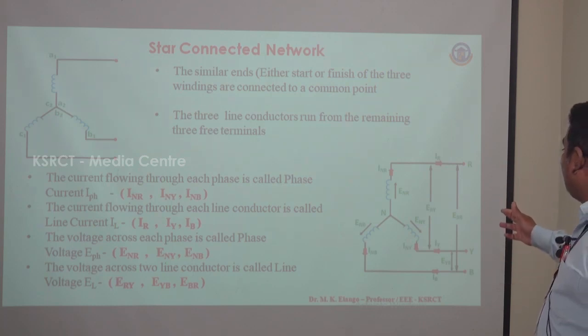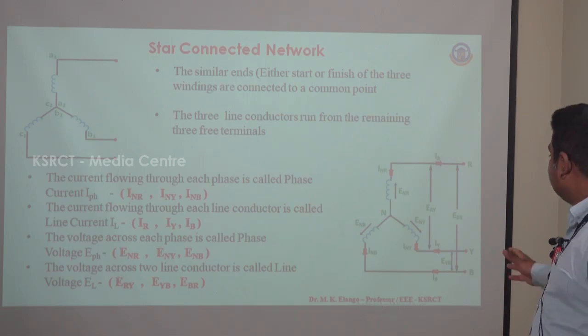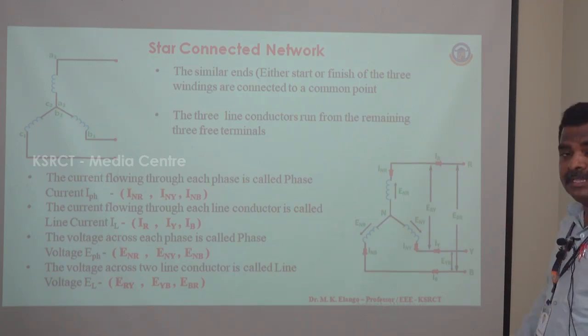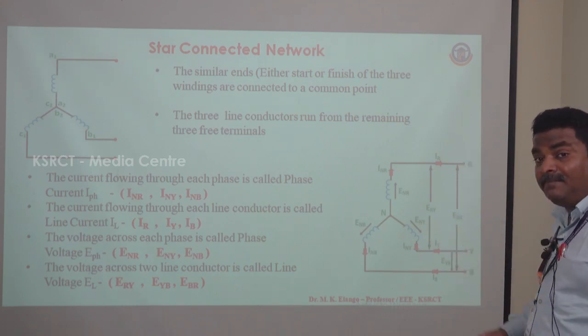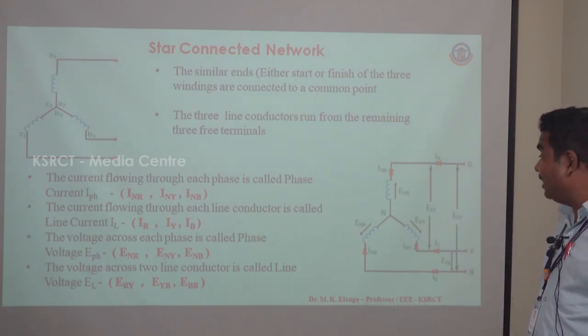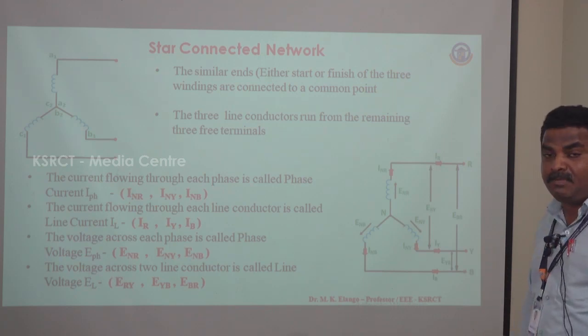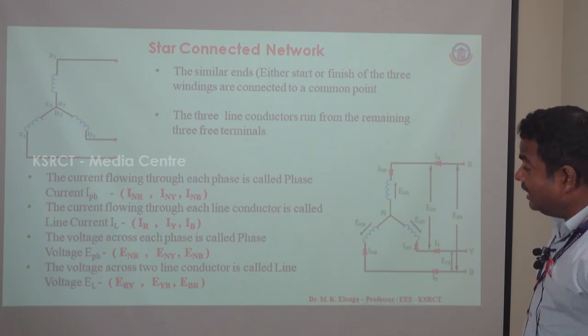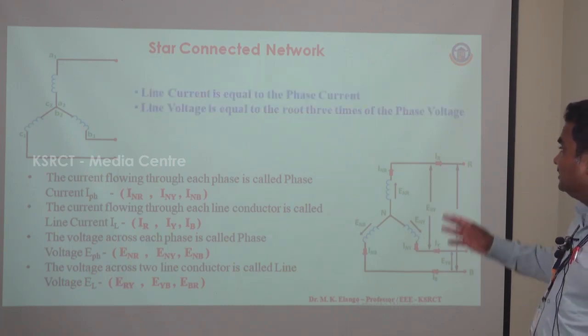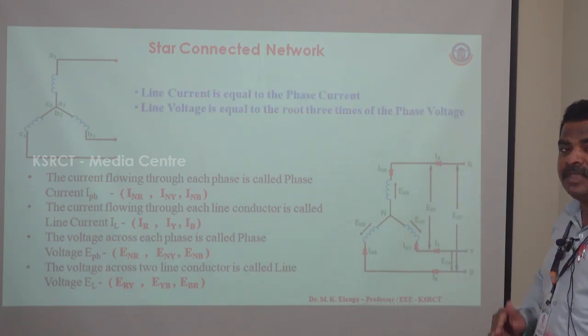Similarly, INR and IR, there are no branches. Similarly, INY and IY, there are no branches. The same current which flows through the winding also flows through the phase terminal, like R phase, Y phase and B phase. So there is no difference between line current and phase current. Line current is just equal to phase current.